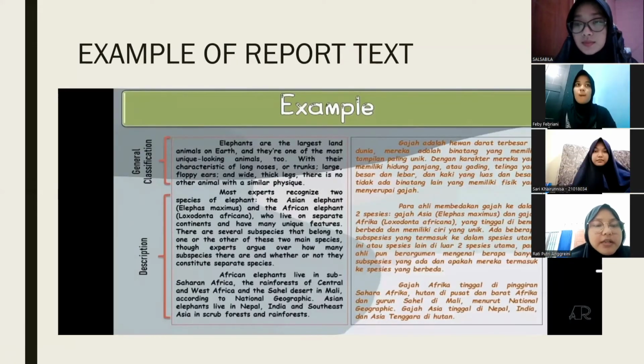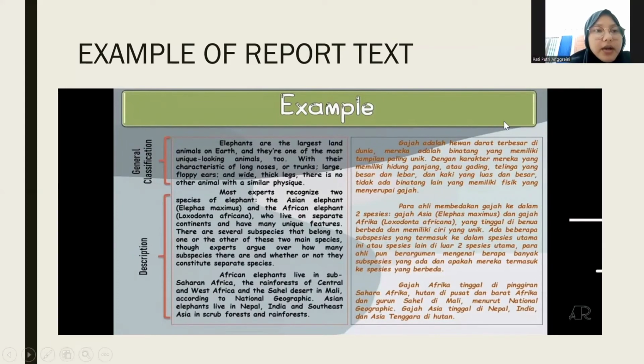Okay, thank you, moderator. Now I will explain about example of report text. The first paragraph is: Elephants are the largest land animals on earth, and they are one of the most unique looking animals too. With their characteristic long noses or trunks, ears, and wide thick legs, there is no other animal with a similar physique. This paragraph is about the general classification.